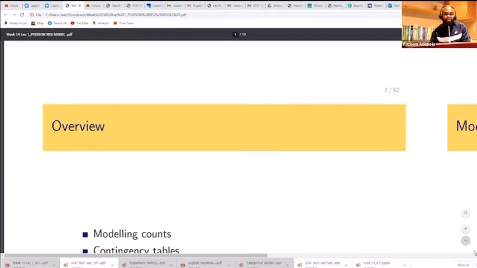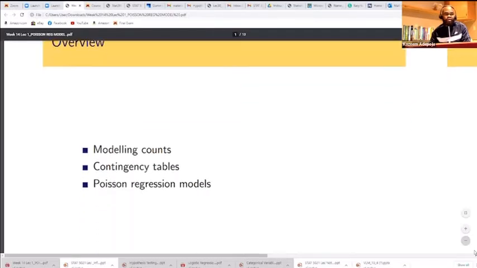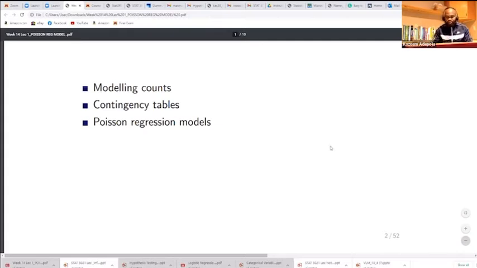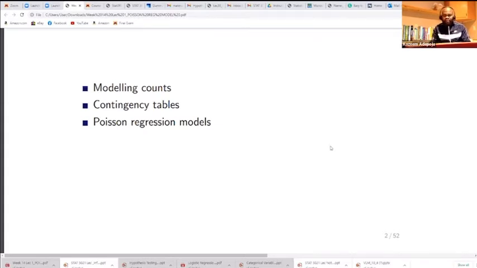So I'm going to go to page 2 right now. And what we have in overview, we want to have a way to model counts. And why is it that the regression analysis that we've done before fails to model counts?